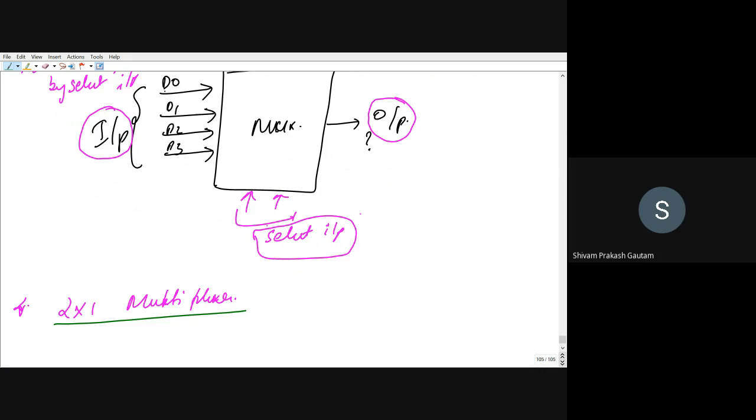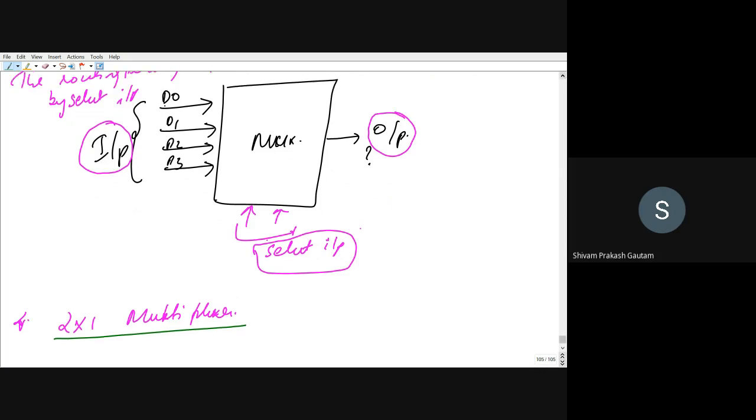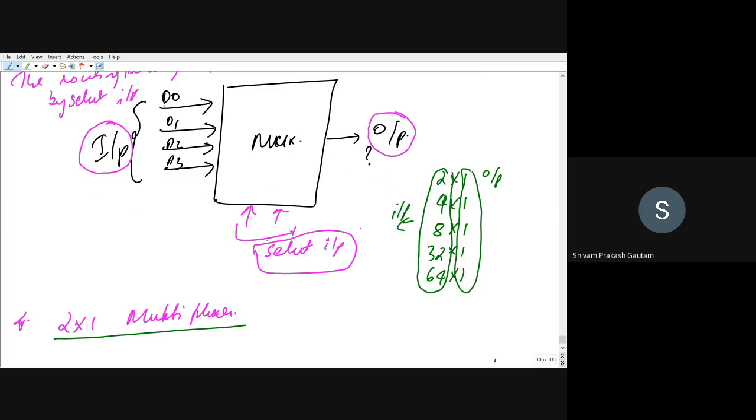So as you can see, the output is 1. So output will always remain 1 in any of the multiplexer. Therefore, you will see some examples of common multiplexers: 2x1, 4x1, 8x1, 32x1, 64x1. You can see here one is representing the output, and these many are representing our inputs, right?